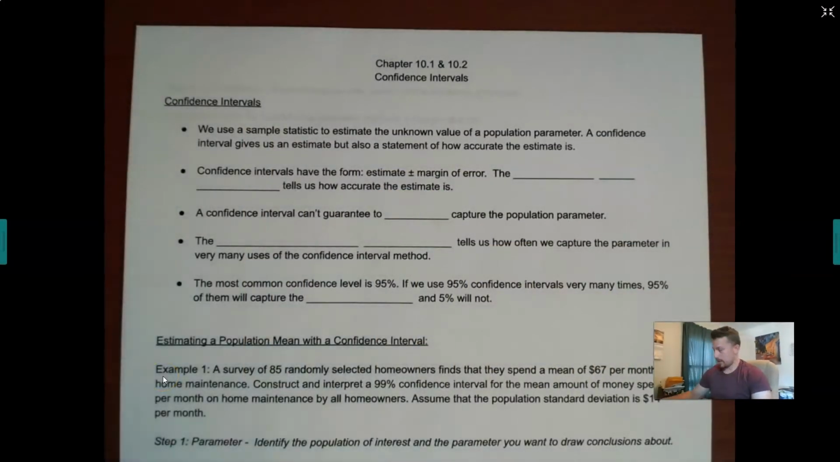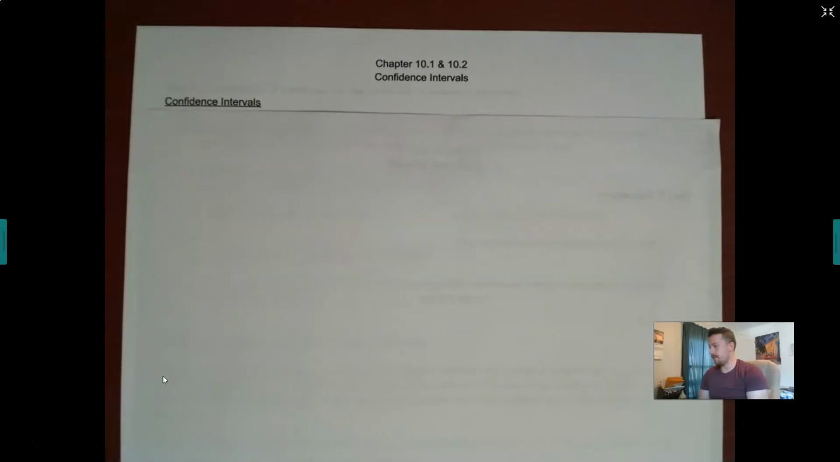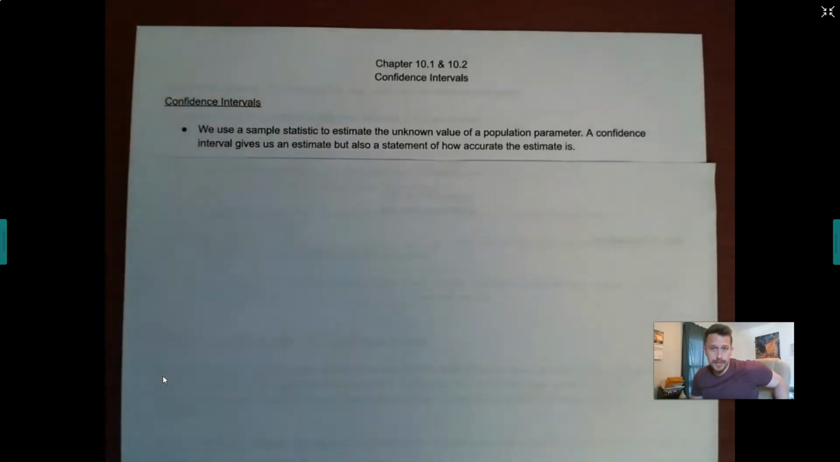So, we're going to be looking at confidence intervals. As always, you may print this out, you don't have to. Statistics is all about making inferences about a sample to estimate the population, and that's really what we're going to be getting into here. We use a sample statistic to estimate the unknown value of a population parameter. The confidence interval gives us an estimate, but also a statement of how accurate the estimate is.